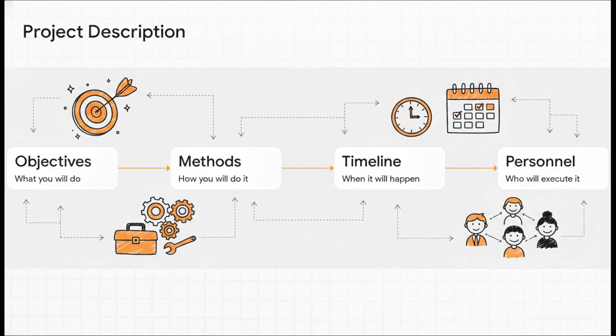You are showing the funder exactly what you'll do and exactly how you'll do it. You need to clearly lay out 4 things: your concrete objectives, the specific methods you'll use to hit them, a realistic timeline for the work, and the personnel, the actual talented human beings who will be executing this plan.